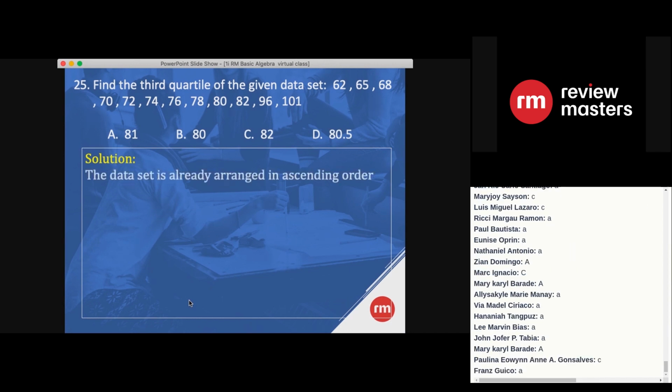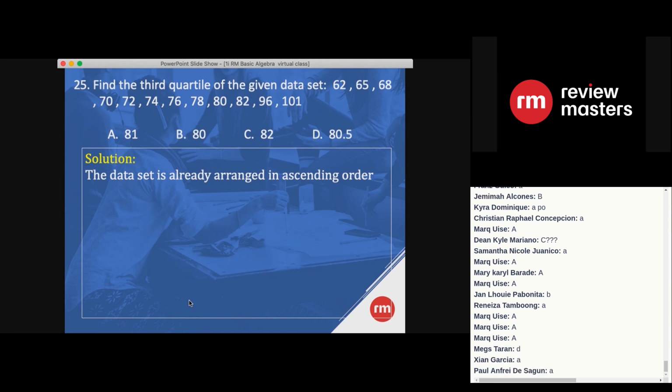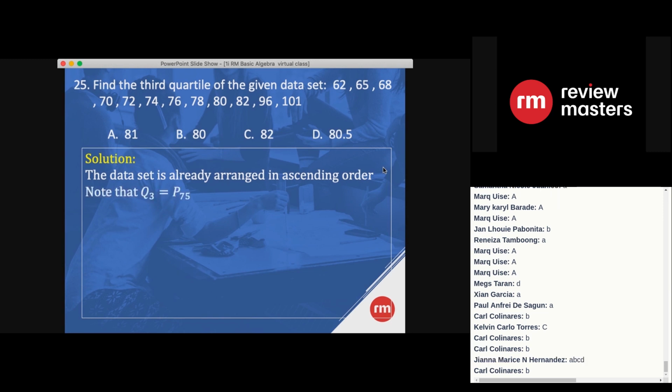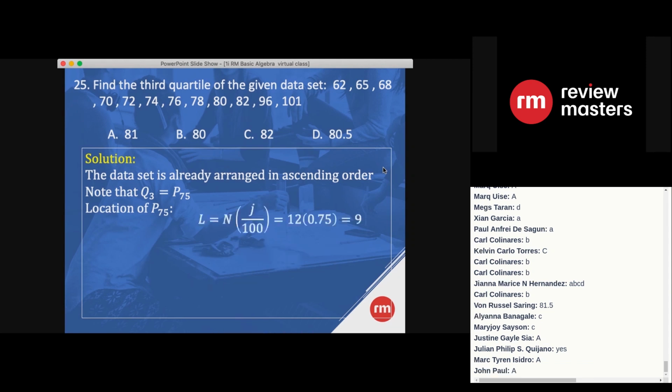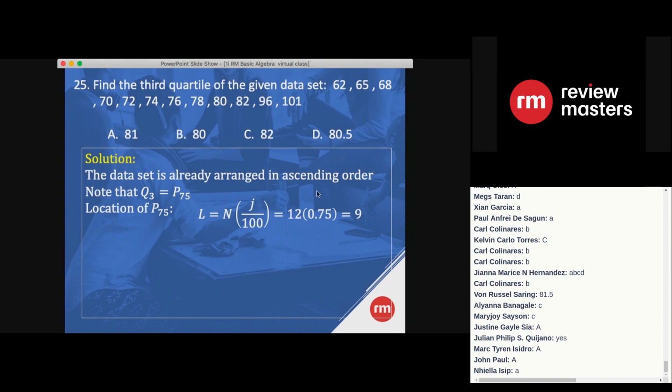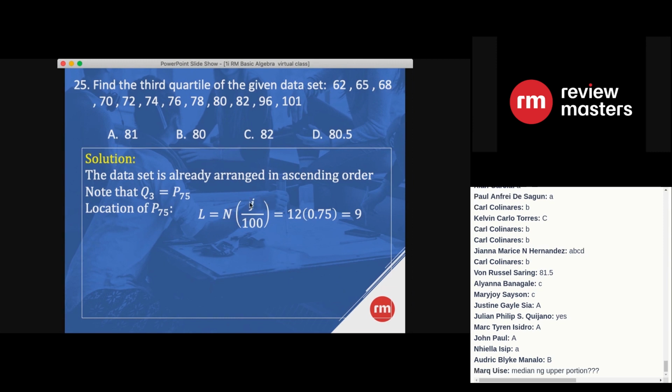Now, the data set is already arranged in ascending order. That is the first task. Dapat ascending order siya. So if you will notice, it is already arranged in ascending order. So, ang hinahanap natin dito, find the third quartile, Q3. And Q3 in terms of percentile is P75. Okay? So, find the location of P75 by using our formula. The location is N times J over 100. Ilan ang N natin? Ilan silang lahat? 12. J, 75 over 100 is 0.75. So it is equal to 12 times 0.75 is equal to 9.